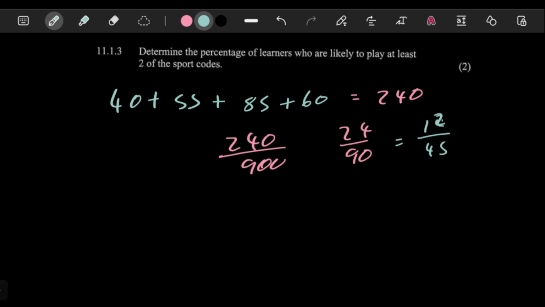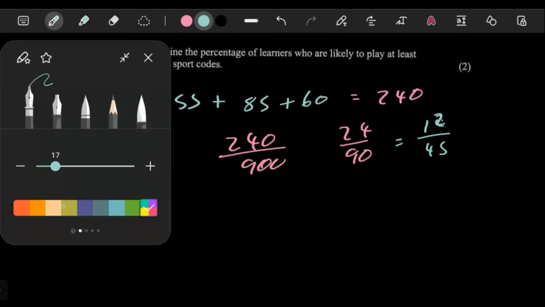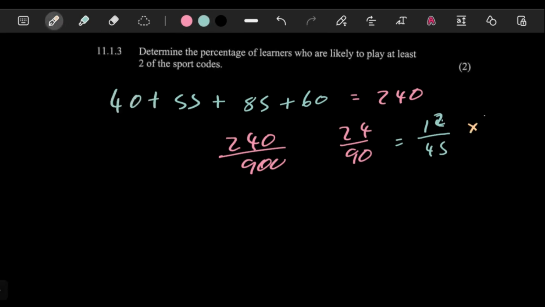Percentage wise, you have to times by 100. So let's times this by 100. Let's see what it gives us in the calculator. In the calculator, we're getting 26.7%. Not bad at all. Move on.